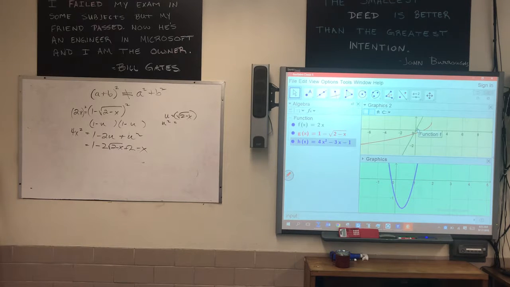And the reason for that, guys, plug in 1. If I plug in 1 right there, I get 2, right? If I plug in 1 right here, what do I get? What's 2 minus 1? 1. What's root 1? 1. What's 1 minus 1? 0. Does 2 equal 0? No, it's a false statement. So it cannot be a solution. It does not satisfy the original equation.